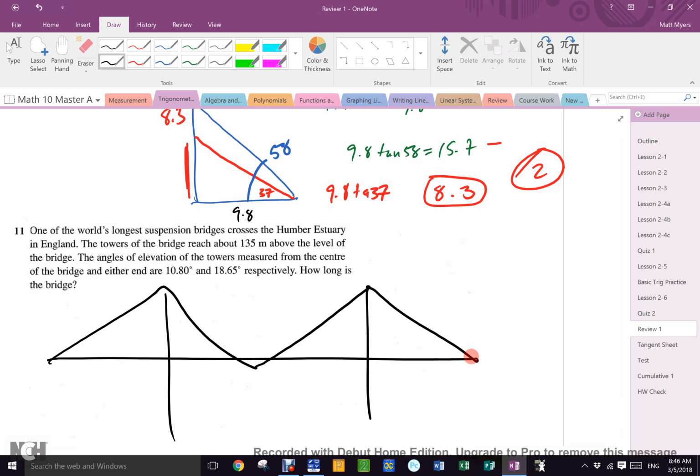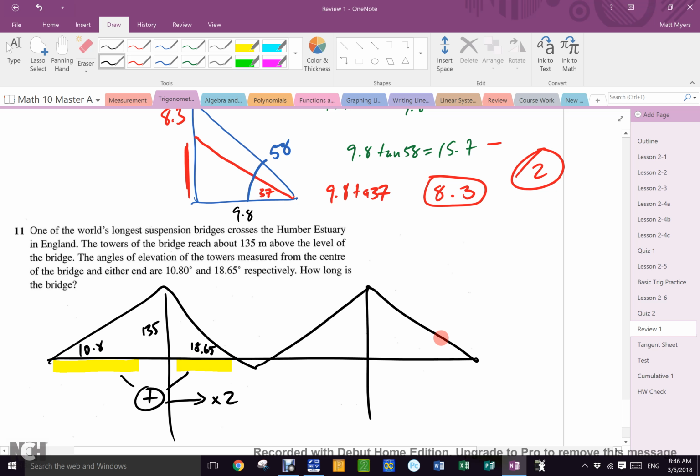So that's what it looks like. And then you just read the question. The towers are 135 meters above the bridge. 135. The angles of elevation are 10.8 and 18.65. You're going to use those numbers to find that side. Then what are you going to do with those two numbers? Add them. And then what are you going to do with that number? Multiply by 2 because there's two sides to the bridge.